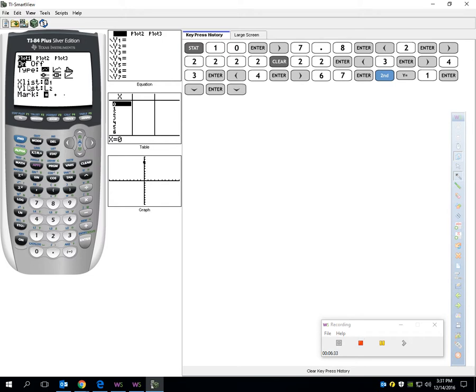Now, the next 2 questions. Remember how we typed the x's in list 1 and the y's in list 2? The calculator is asking you, did you want list 1 to be the x's and did you want list 2 to be the y's? Yes, I did. So just scroll past that, and then they'll let you choose.